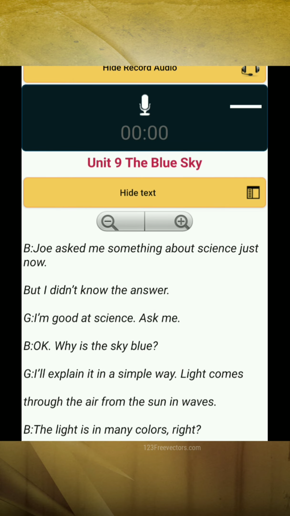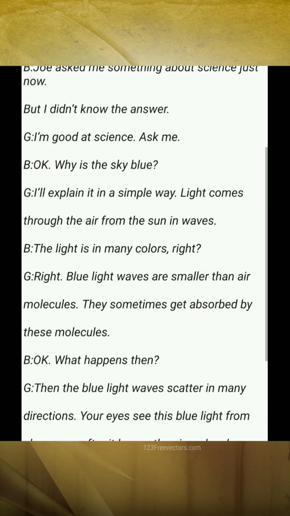Unit 9. The blue sky. Joe asked me something about science just now, but I didn't know the answer. I'm good at science. Ask me. Okay. Why is the sky blue? I'll explain it in a simple way.